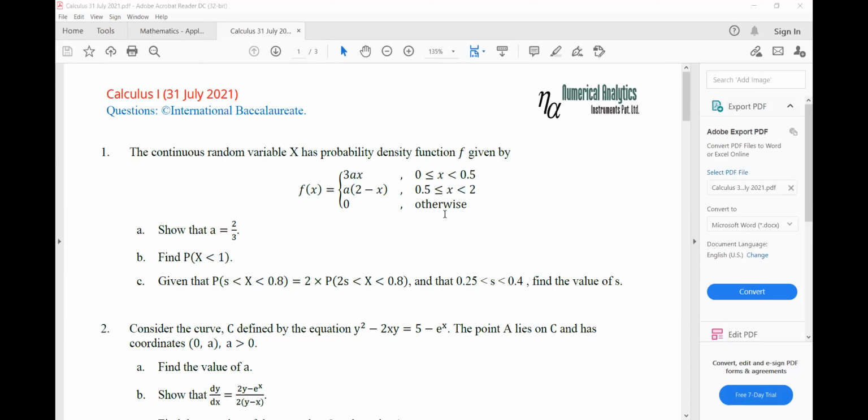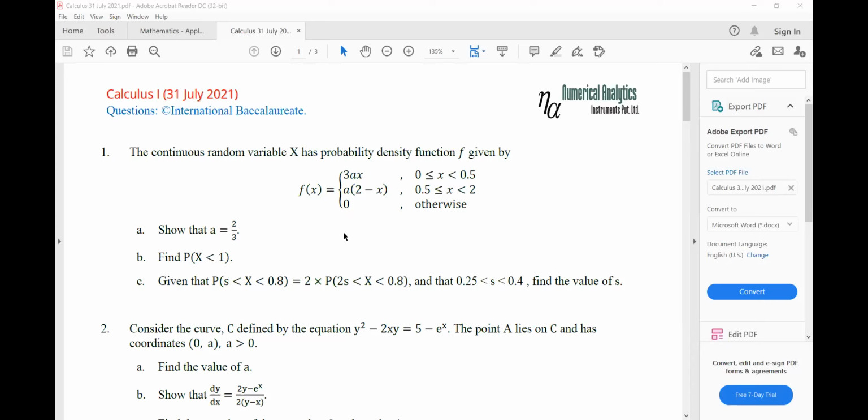So if you look at this function, this is defined between 0 to 2 only, and after 2 it is 0. So when your random variable takes values between 0 and 0.5, the probability is given by 3ax, which is a linear function with positive gradient. And from 0.5 to 2, again, it's a linear function with negative gradient. So probably you will get a sort of graph when you draw this.